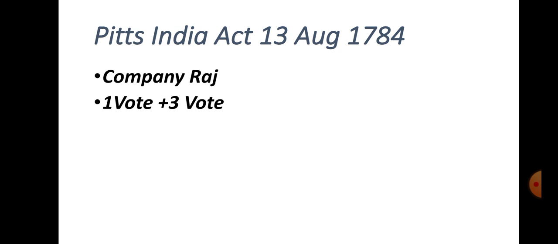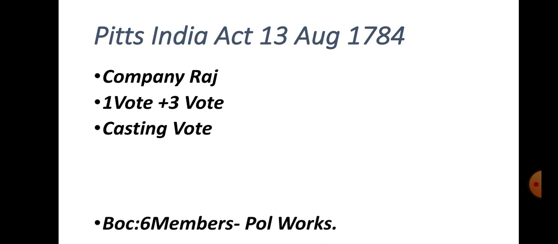One vote plus three votes. For example, if Warren Hastings, John, Richard, and Barwell, whatever it is. So two members. If Warren Hastings is putting a vote for some reason, for one thing, and these three members are opposite to Warren Hastings, it's not going to happen. So Warren Hastings has the right of casting vote, meaning he can give the extra vote, to make it equal. So if equality is there in the voting system, of course it will go to the higher authority.